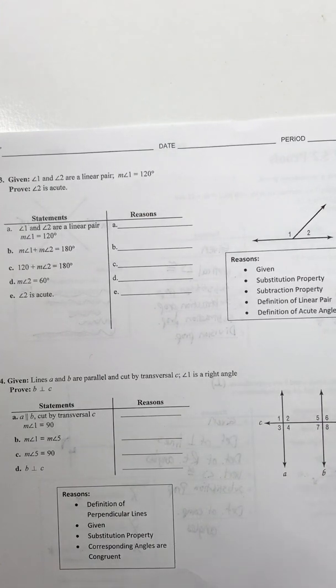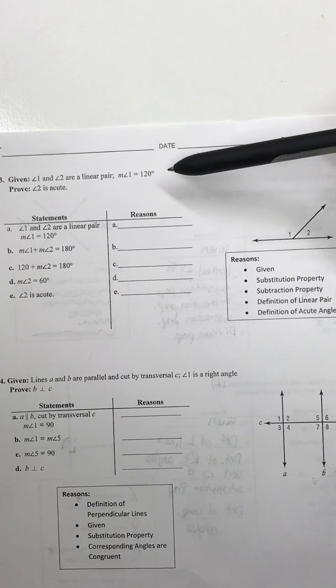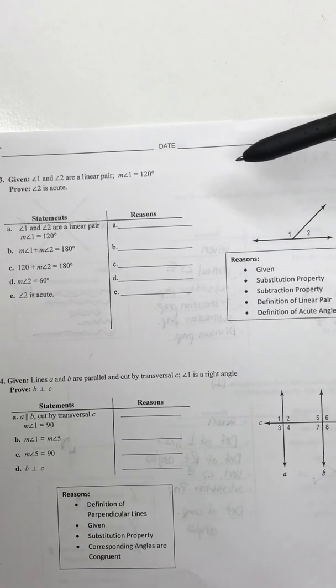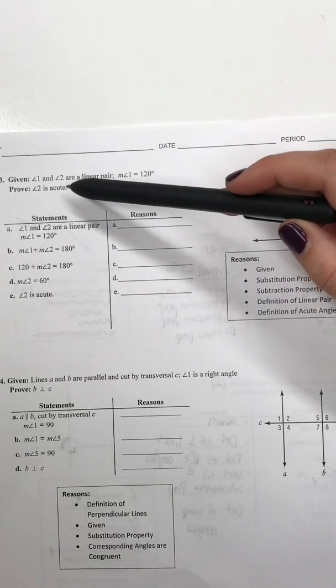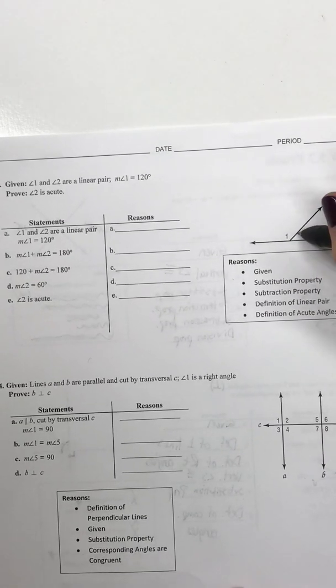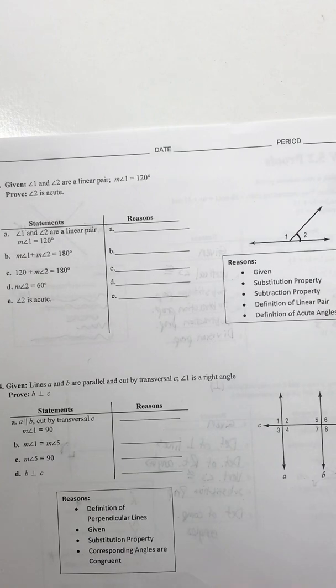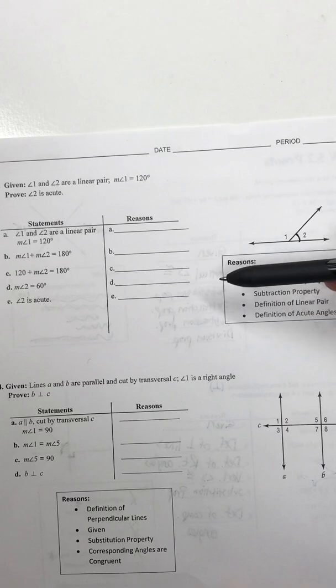In section 5.2 homework, this is problem number 3. We're given that angle 1 and angle 2 are a linear pair, and the measure of angle 1 is equal to 120 degrees. And we are trying to prove that angle 2 is acute. Now, looking at the picture, I can assume that angle 2 is an acute angle just by how it looks. However, we do want to go through the process and fill in the reasons as to why.